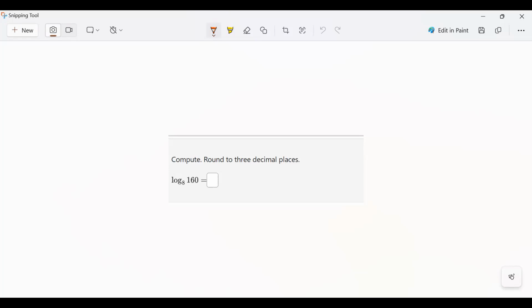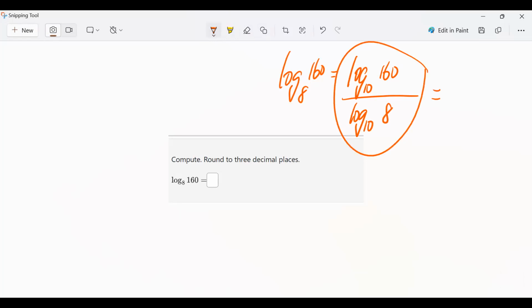So one more time, you're going to change the base. So log base 8 of 160 is equal to log base 10 of 160 over log base 10 of 8. Or if you want to do ln, that's okay. You take the log of the base e, that's equally good. ln of 160 over ln of 8. Or whichever you prefer, right? It's equally good.